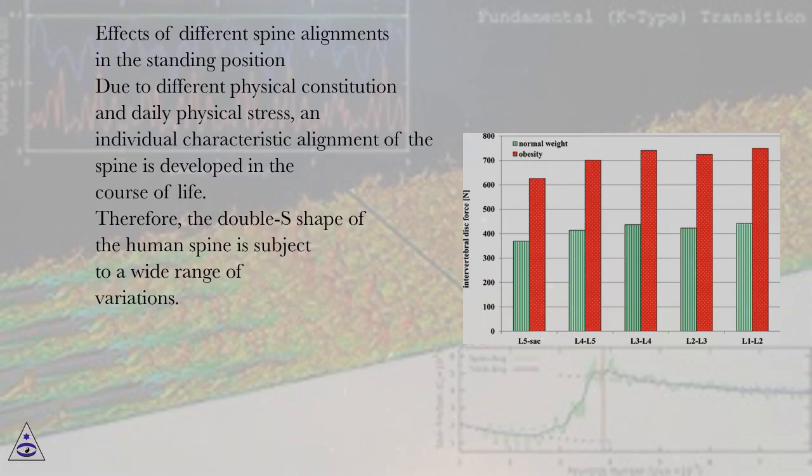Effects of different spine alignments in the standing position. Due to different physical constitution and daily physical stress, an individual characteristic alignment of the spine is developed in the course of life. Therefore, the double S shape of the human spine is subject to a wide range of variations.